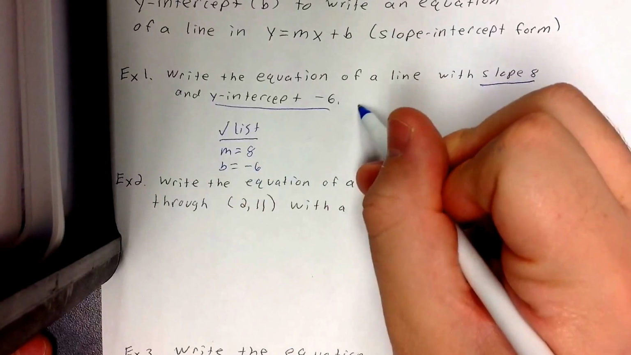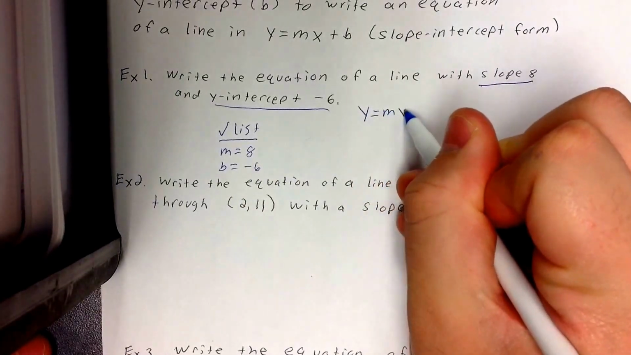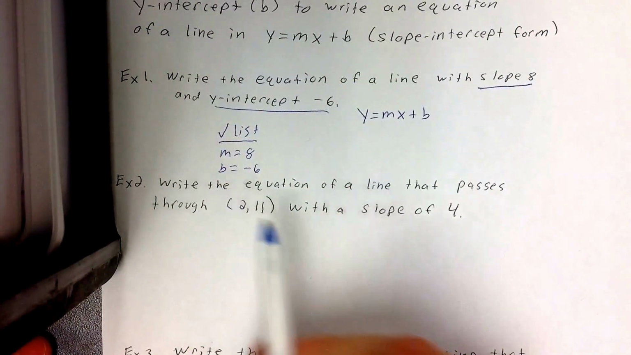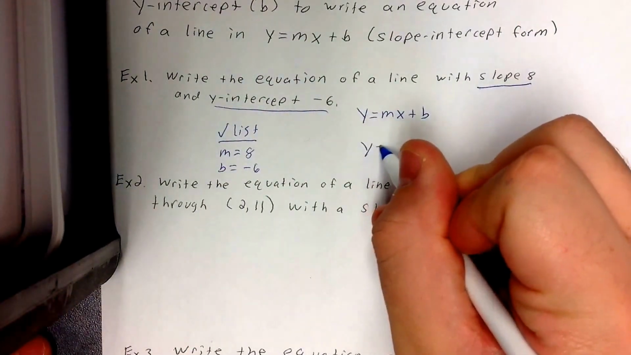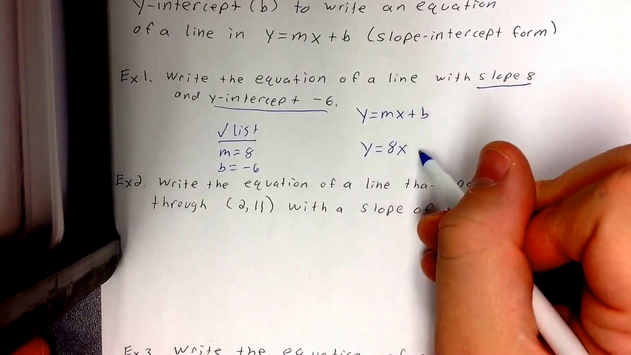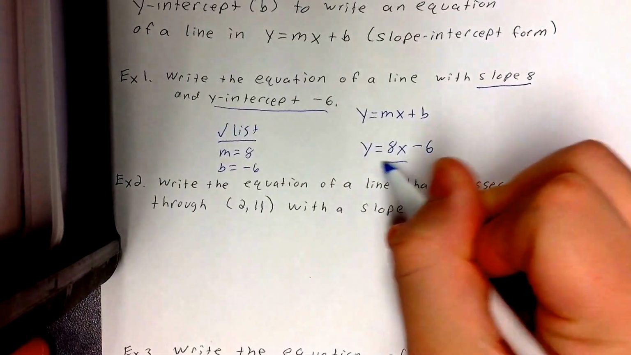Again, once I have m and b, I go back to the equation y equals mx plus b and substitute for m and b. So my equation would be y equals m, which is 8x. Since b is -6, I just put -6.